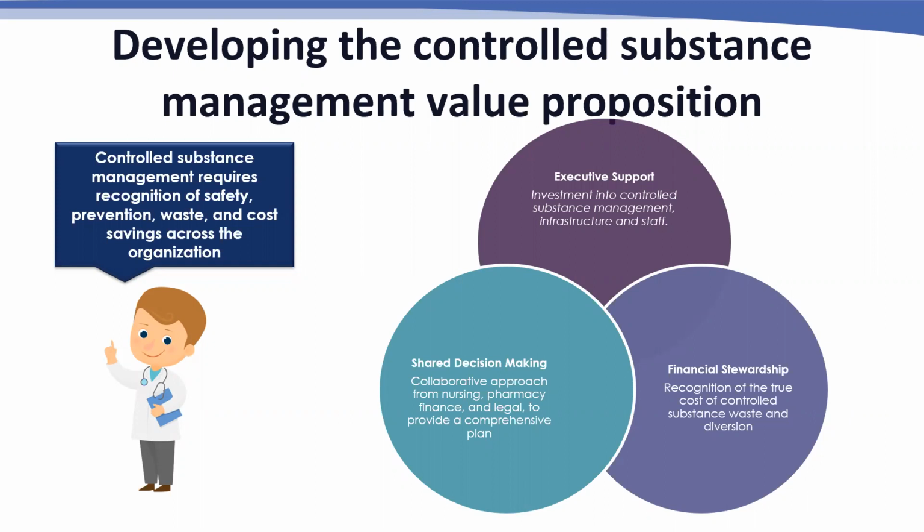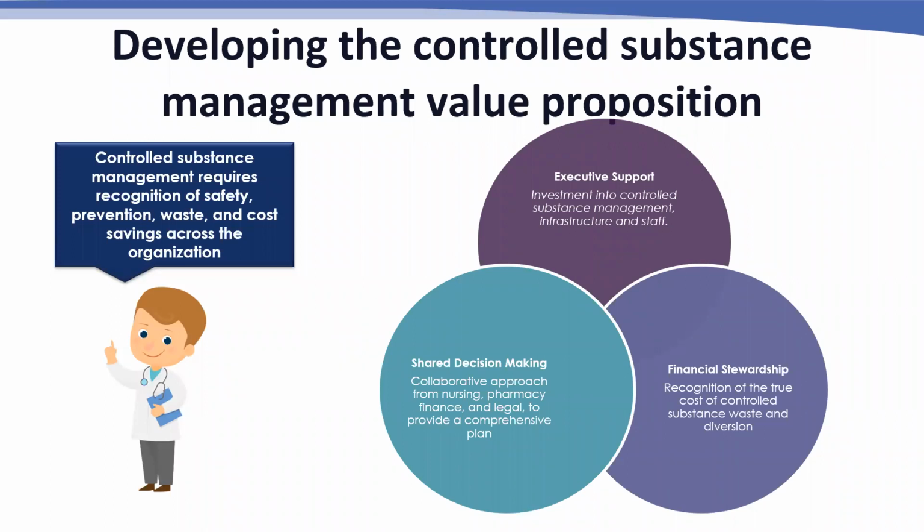So the question is, controlled substance management requires recognition of safety, prevention, but also the impact of waste and cost savings across an entire organization. And many of us know with the pandemic, and based on your recent slide, we're still being impacted by staffing. We're being impacted on how we better utilize our inpatient beds and how we maximize some of our ambulatory perioperative setting to really take care of patients. But at the same time, how do we do that in a safe manner, especially in non-traditional settings?